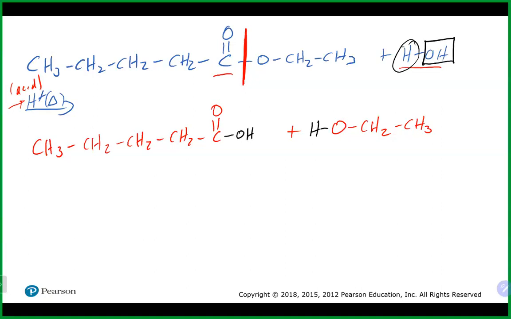Any questions on that one? So again, this one is not too bad. Just break it apart, put back the parts to get back to your alcohol and your carboxylic acid.